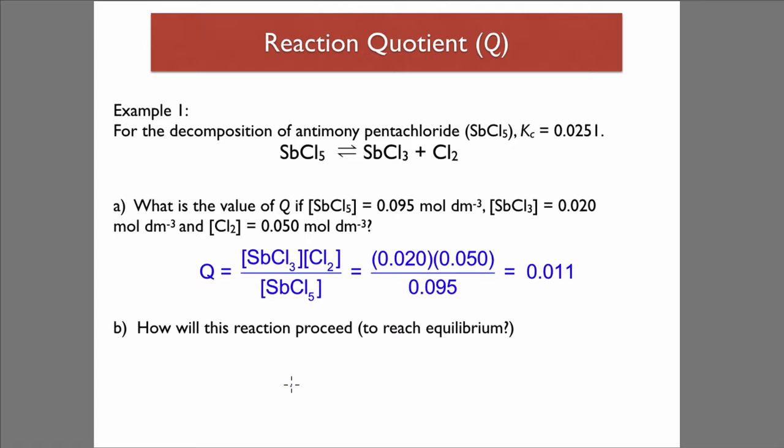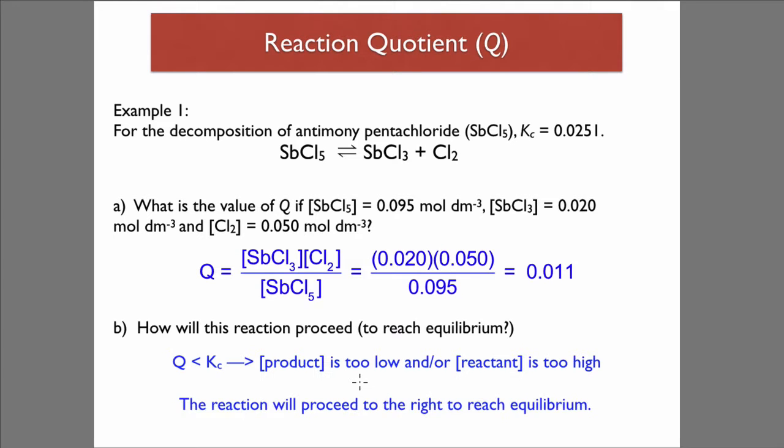More interestingly though is, how will this reaction proceed? Well, we can see the Q is lower than the equilibrium constant, so the concentration of product is too low, or the concentration of the reactant is too high. So the reaction is going to proceed to the right to reach equilibrium, or the forward reaction will be favoured until equilibrium is reached.